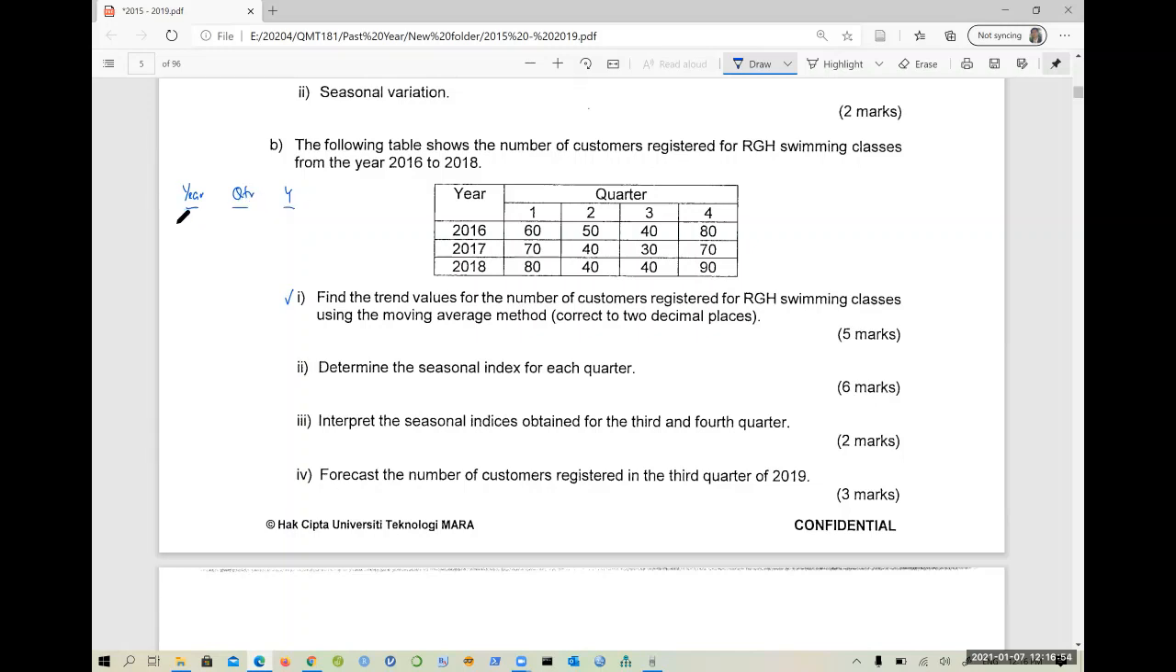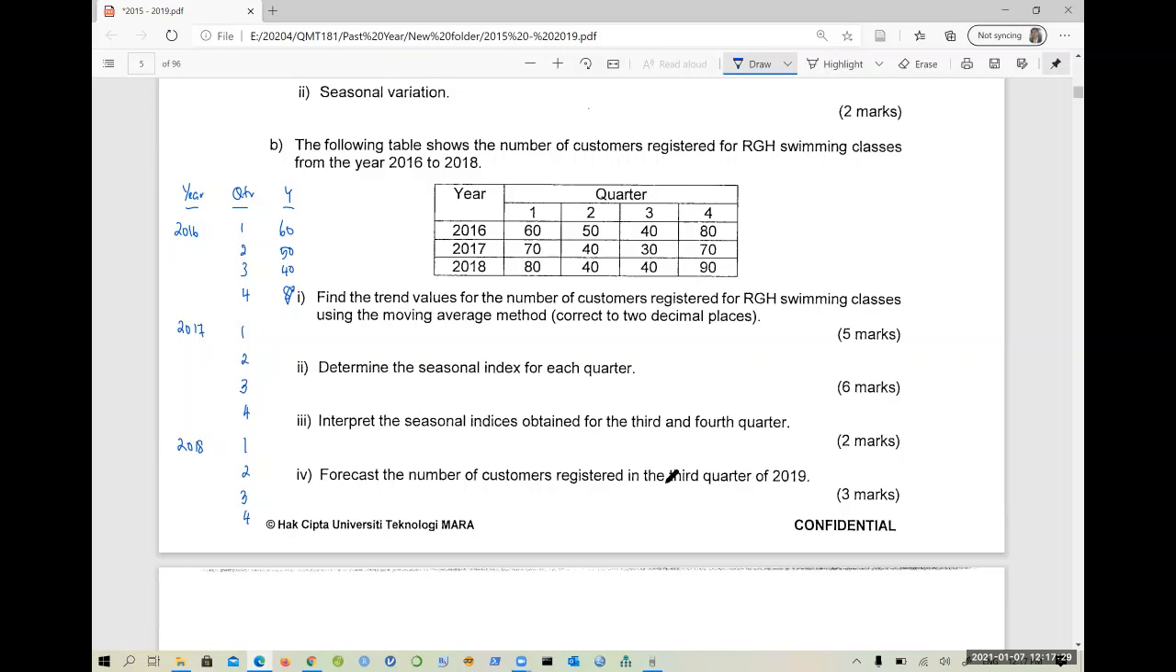So you're going to have 2016, 1, 2, 3, 4. And then you have 2017, 1, 2, 3, 4. And finally you have 2018, 1, 2, 3, 4. And then you just transfer the values over here. You have 60, 50, 40, 80, and so on, right?